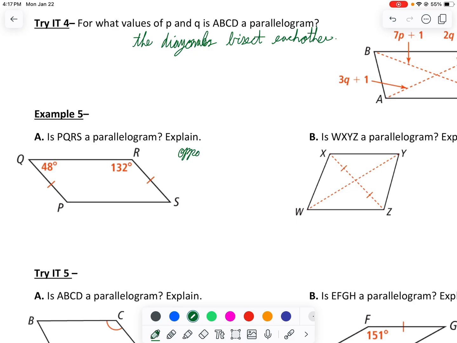Opposite sides are congruent and adjacent angles are supplementary to solve this one.